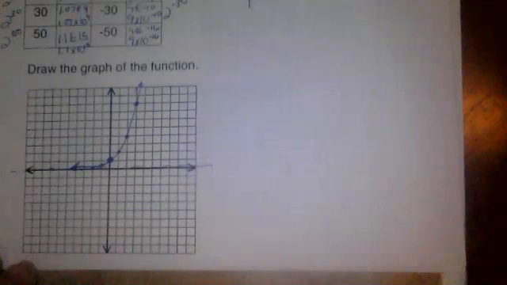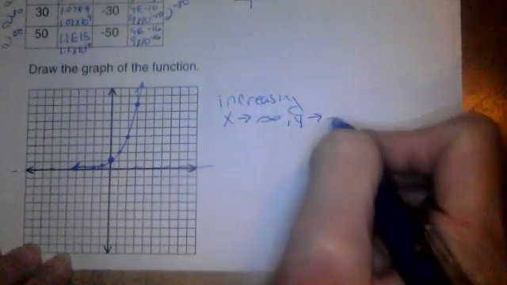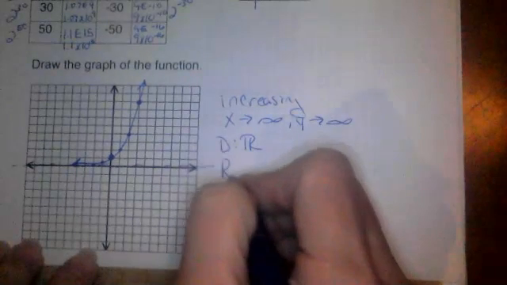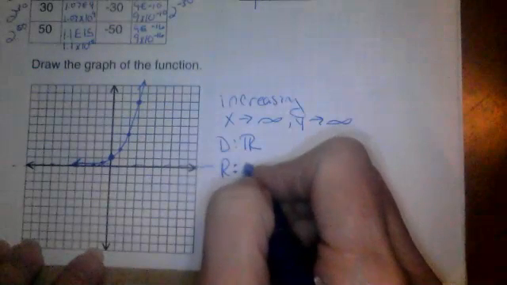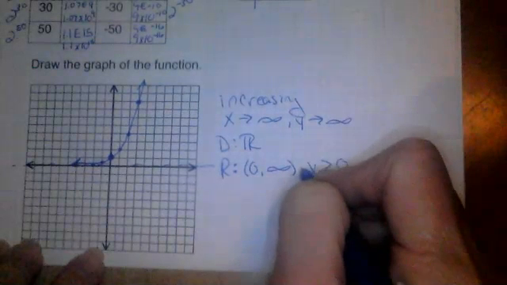So let's talk about some of the characteristics of this graph. If we look at this graph from left to right, this graph is an increasing graph because as x gets larger, y gets larger. As x approaches infinity, y approaches infinity. Our domain for this function is all real numbers. It's going to the left, it's going to the right, so our domain is all real numbers. Our range is going to be everything greater than 0 but not equal to 0. So 0 to infinity, or y is greater than 0.